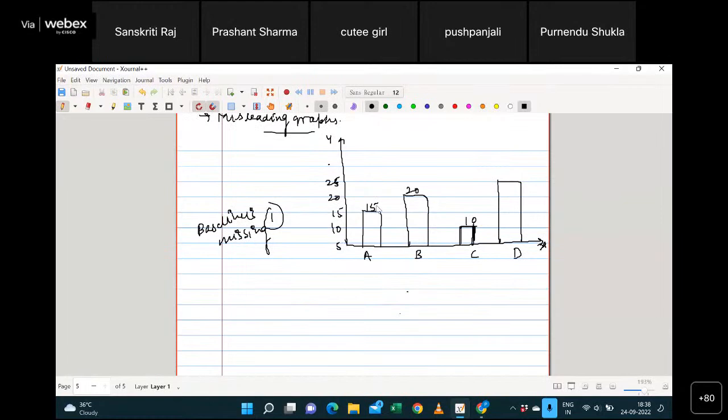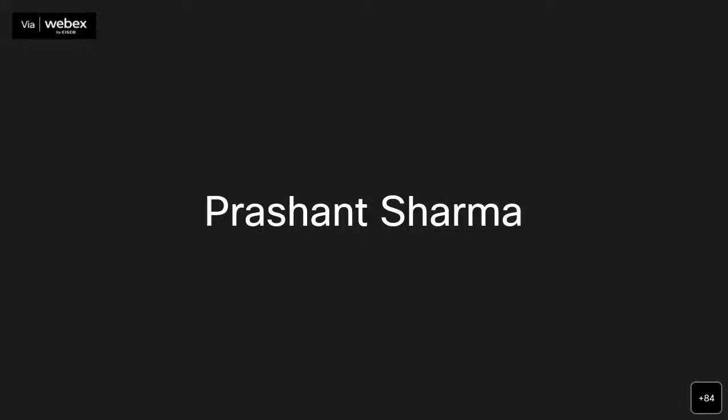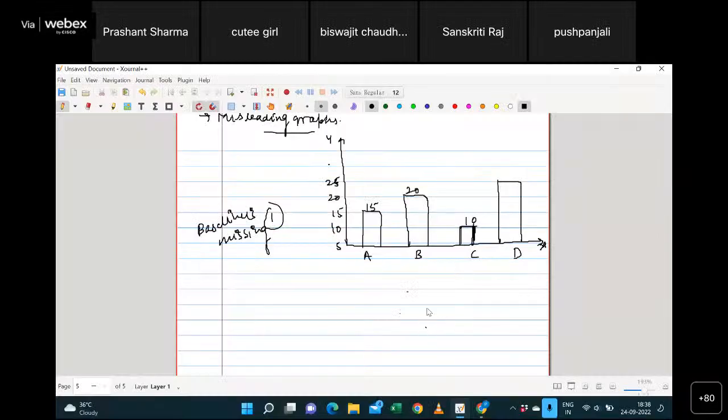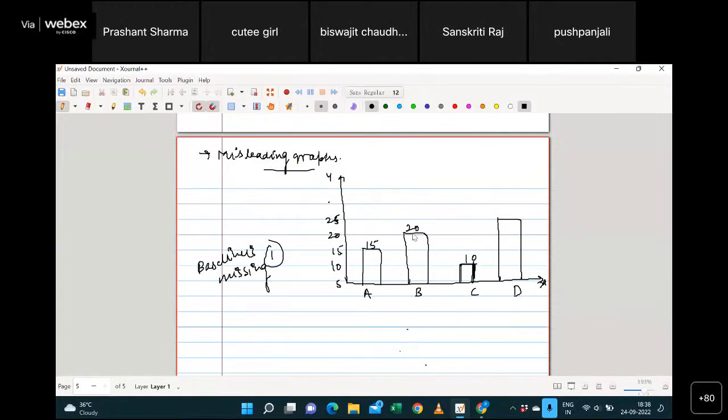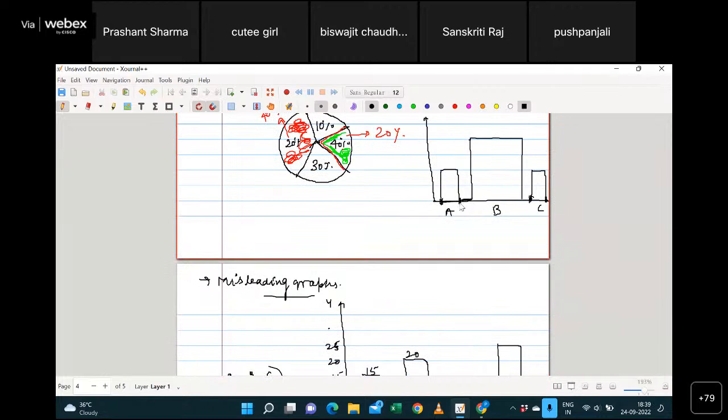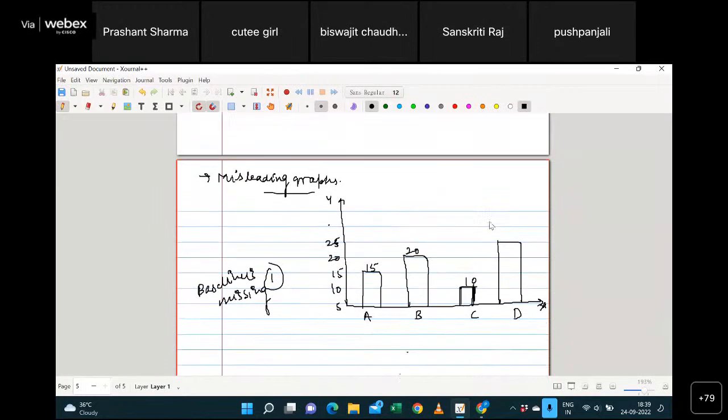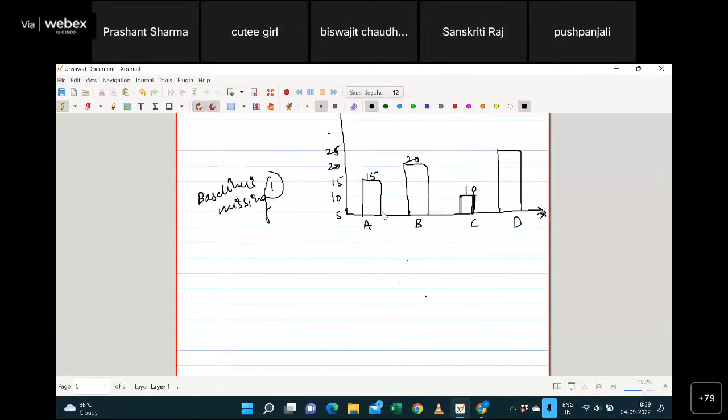Sir, even if there is not the same gap between A, B, C, D along the x-axis, will it be called truncated or not? Can you repeat? I am asking that if the gap between A, B, C, and D along the x-axis is not the same, then also it will be called truncated, and it will come under the misleading graph, right? Suppose the area is not the same. You are saying the gap between these two, let's take the gap between this is 10. No, sir, I'm asking about the gap between those bars, not the width of the bar. This one, yeah, exactly.